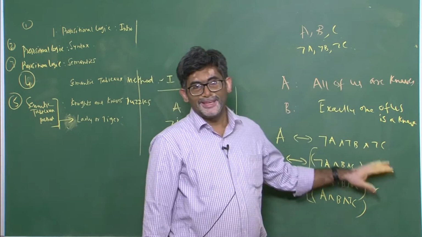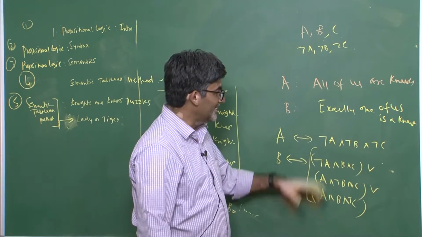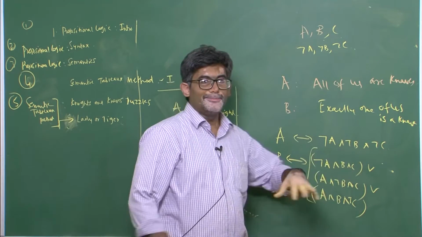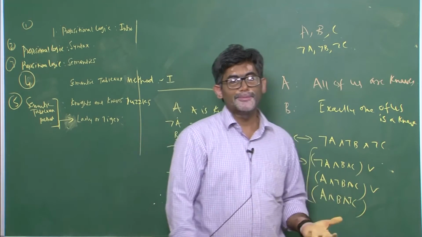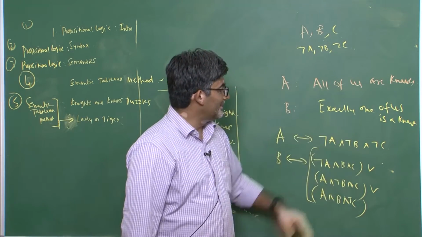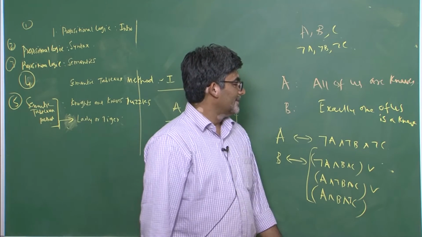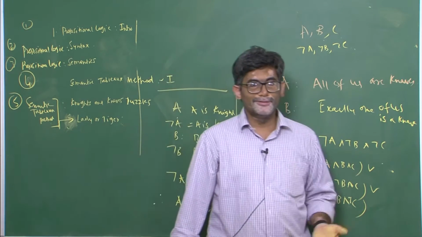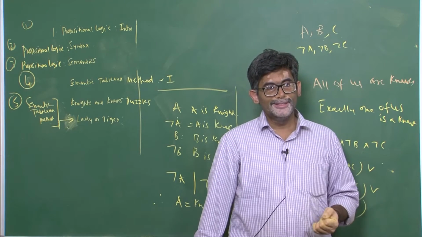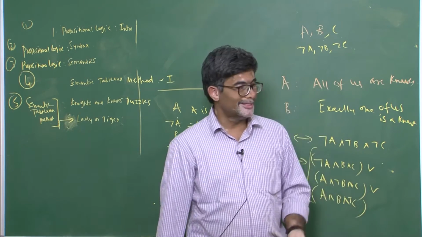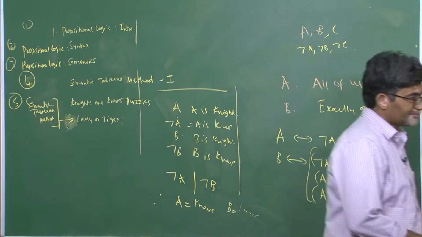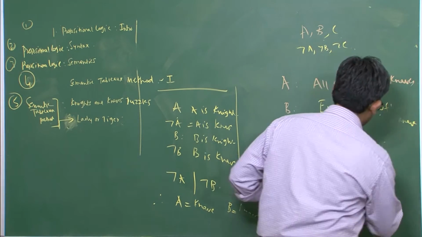So now once you apply semantic tableaux rules for this one, then ultimately you need to inspect the open branch, and from the open branch you can study who is who. You will be able to understand it from the open branch. So in the open branch, for example, if you have A, not B, C, that means A is considered to be a knight, not B means B is a knave, and C means C is considered to be a knight.